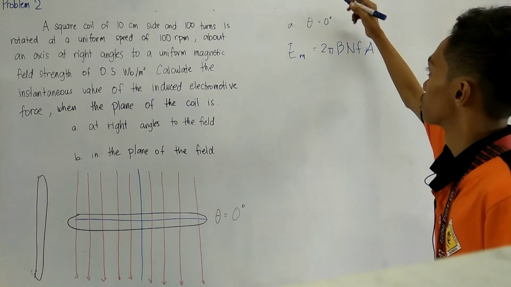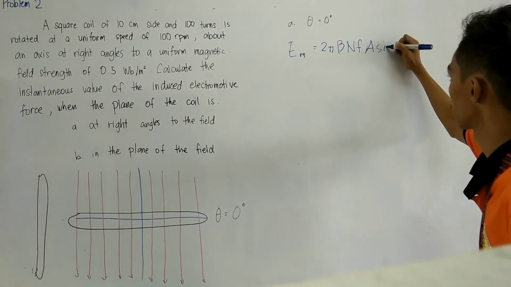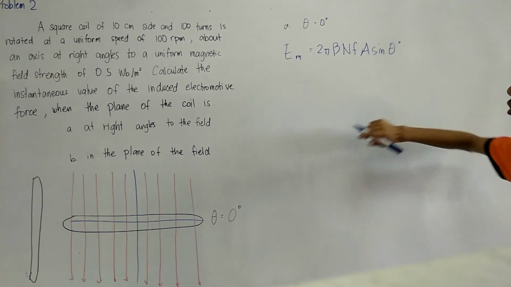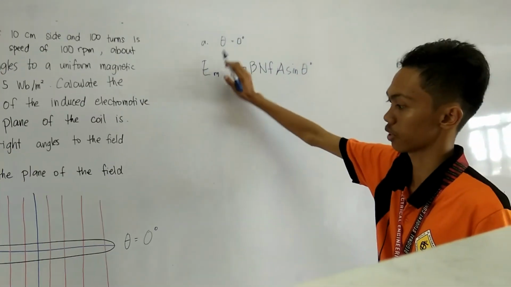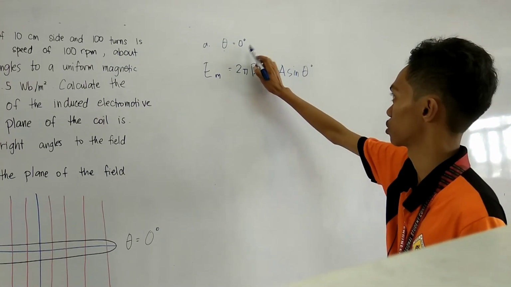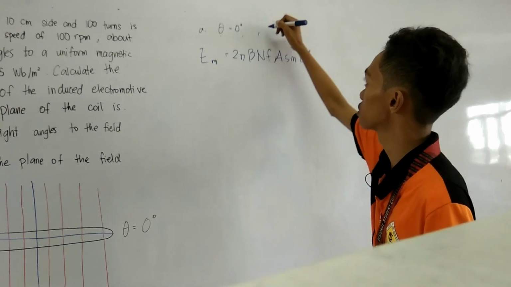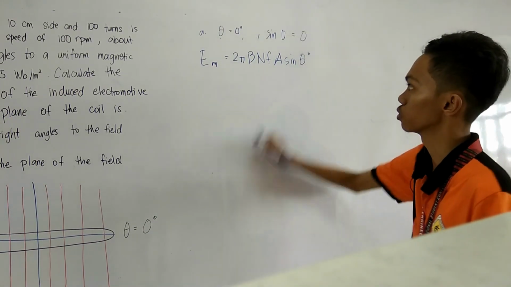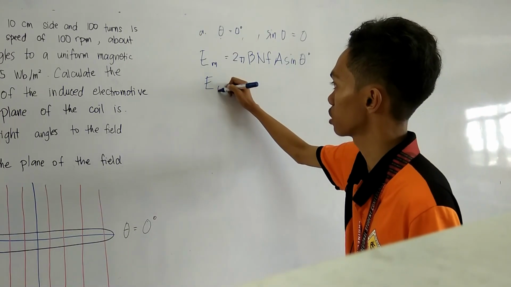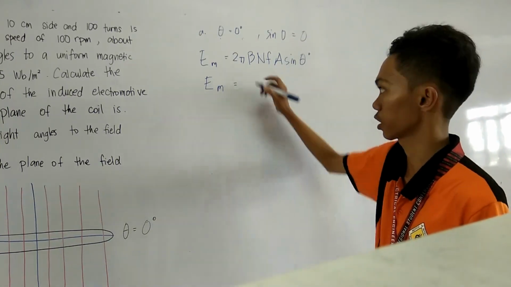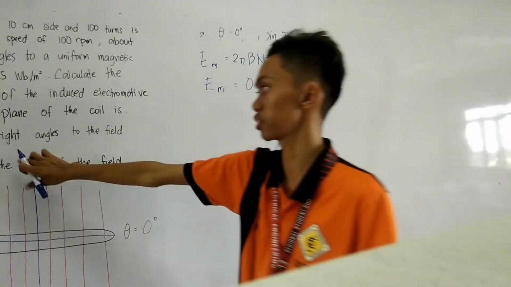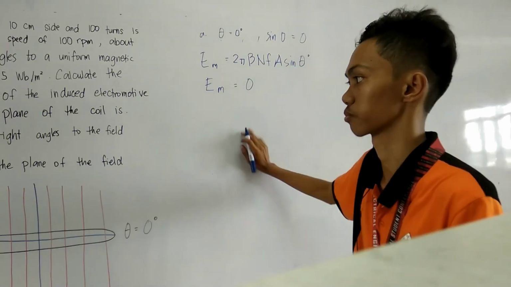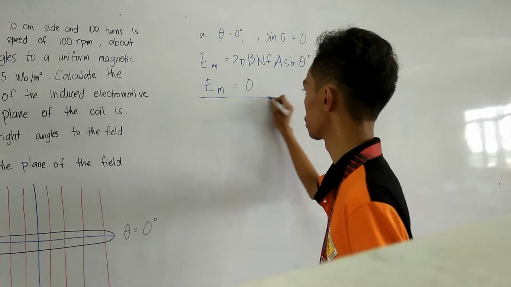Times sine theta. Sorry. So this is the equation. As you can see, we have already set a value for theta, which is 0. And since sine 0 is equal to 0, E sub m will be directly equal to 0. So the answer for letter A is that no EMF is generated. So that's 0 volt.